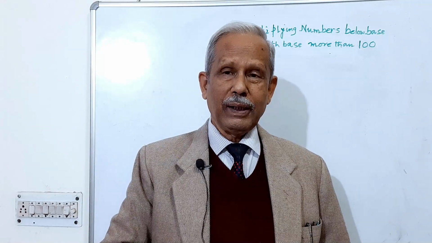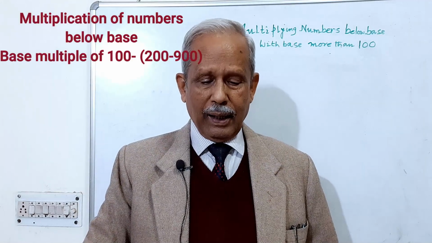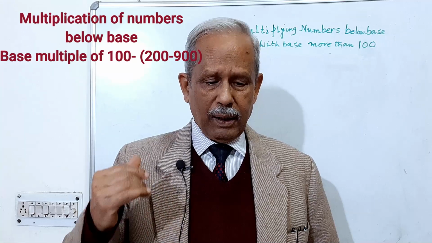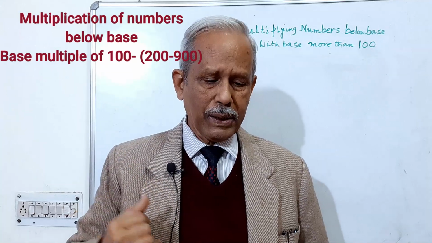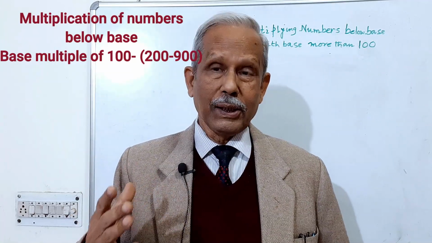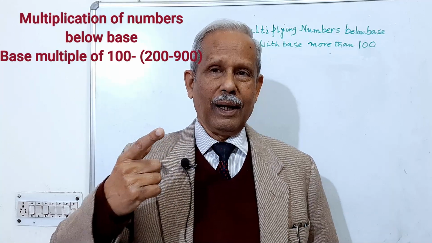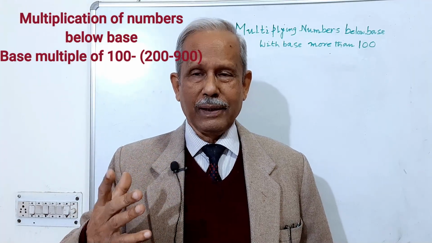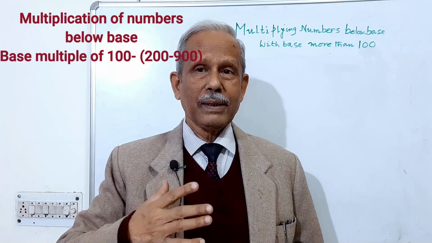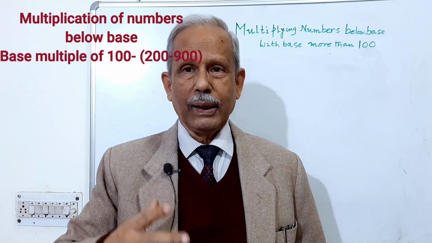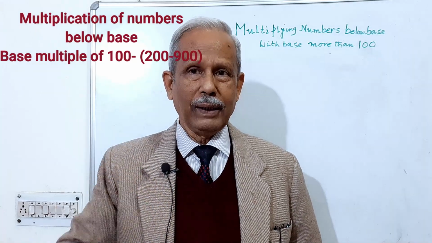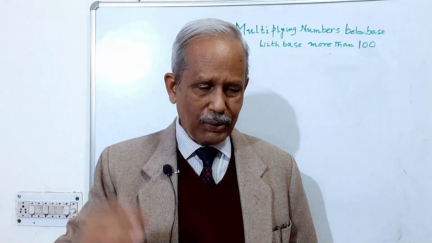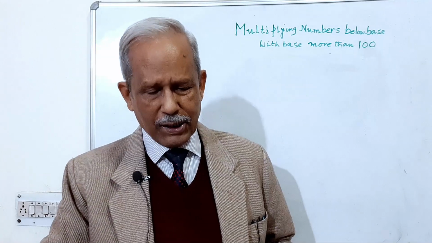Today we are going to see something similar. That is multiplying numbers which are below base, but the base is more than 100. Earlier we had seen how to multiply numbers which are below base where the base is 100. But today we will see where the base is more than 100, like 200, 300, 400, 500 up to 900, how to do that problem. That's what you're going to see. So, okay, let us start with it.